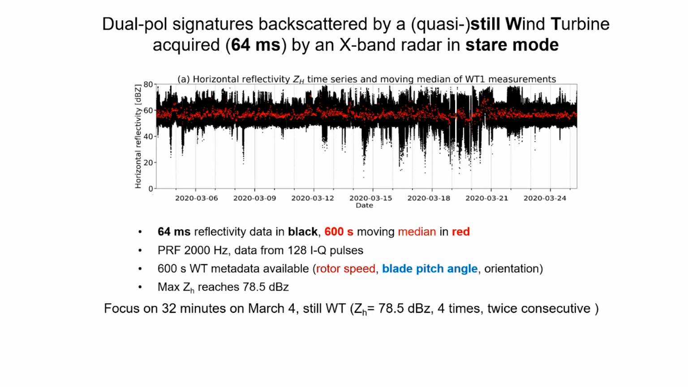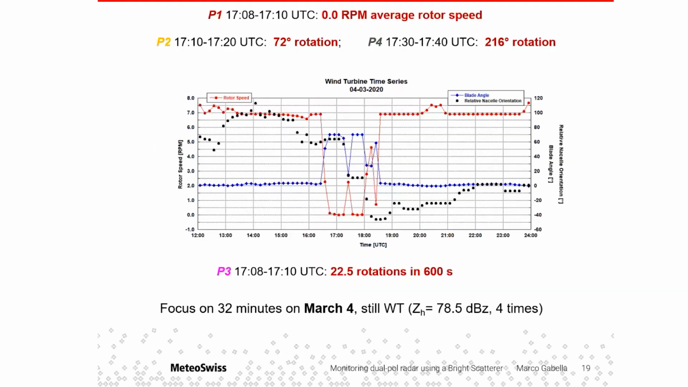And now I will blow up the first day, and I will go into quite some detail. As I said, from 1708 to 1740, and there are 4 periods. For the first period, I got from the manufacturer the information that rotor speed was 0, so no movement of the blade. Then, and you can see the rotor speed here, if you focus here, the next 10 minutes is not exactly 0.